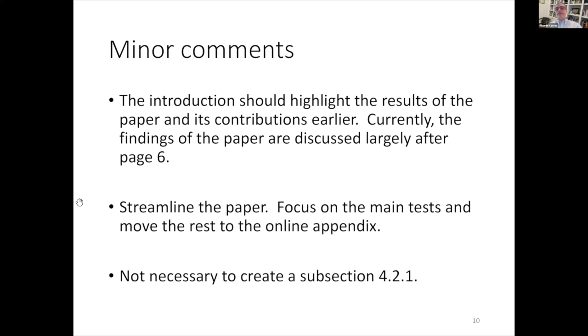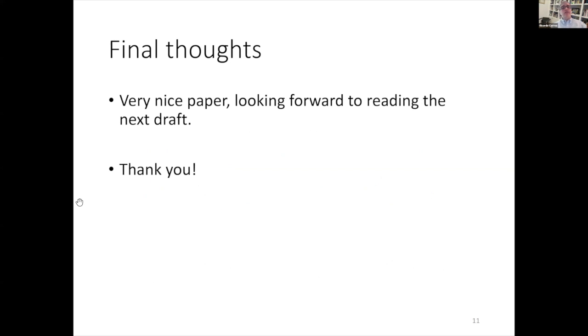So I'm going to give you the same comments Sergio gave you, which is streamlining the paper in the introduction, for example. You only talk about your paper on page 6. So I think that has to be moved to the front end. What are you doing? What are your contributions and what are your results? Go straight to that.